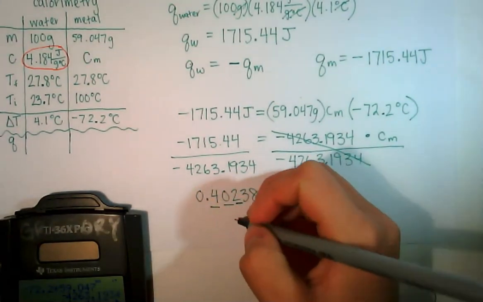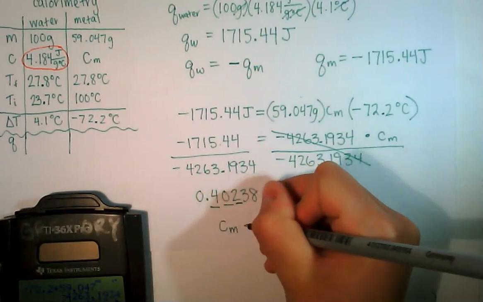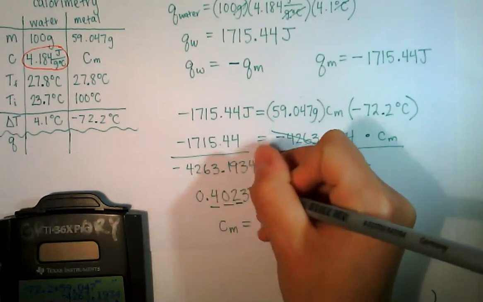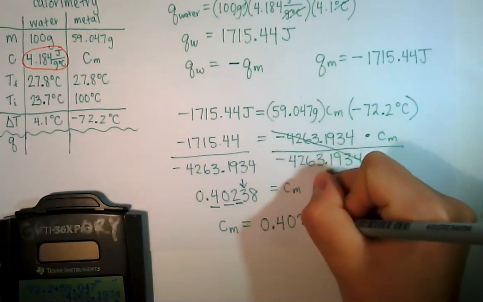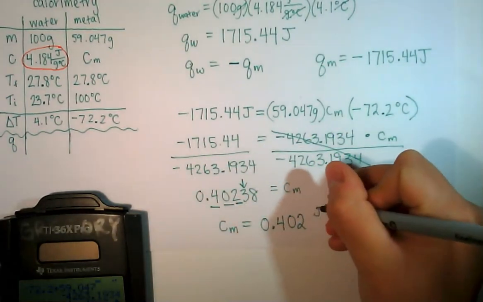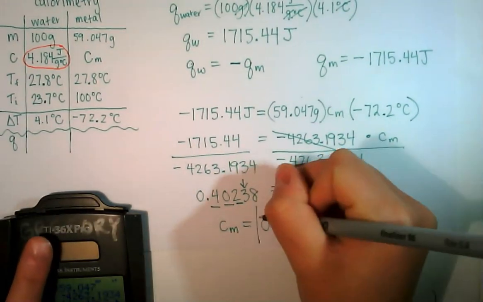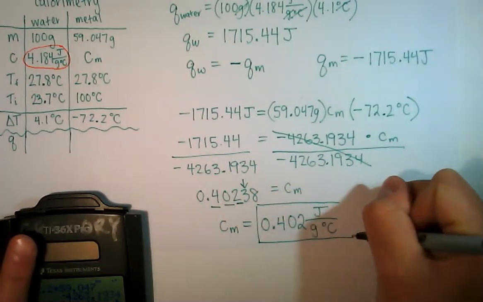So I'm going to round my final answer. The C of the metal is equal to 0.40, and then this 3 is going to make the 2 stay at 2. And then my units are joules per gram degrees Celsius. And there is my final answer right there.